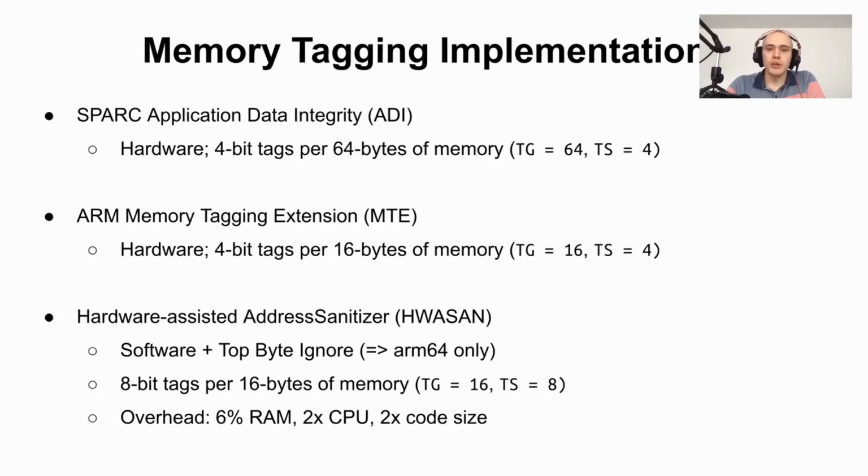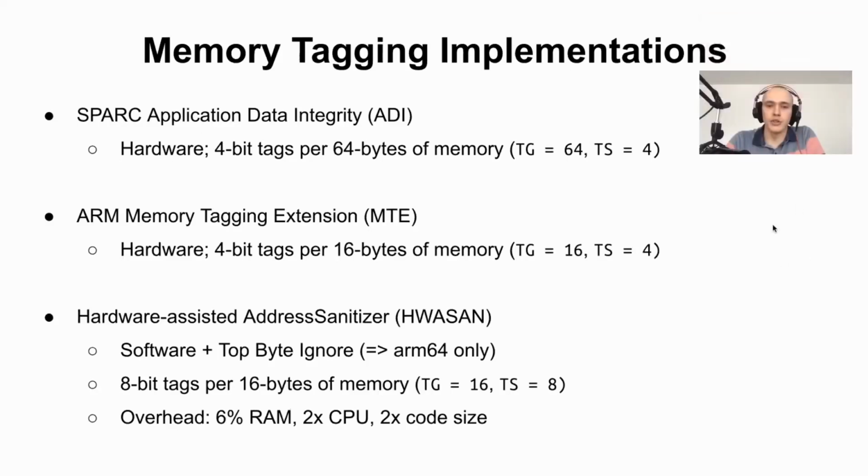There are a few memory tagging implementations that either exist or are in development right now. The first one is the SPARC ADI. I'm not going to be discussing this one, but it exists in some SPARC CPUs. It's implemented in hardware, and they use 4-bit tags and memory granules of 64 bytes.